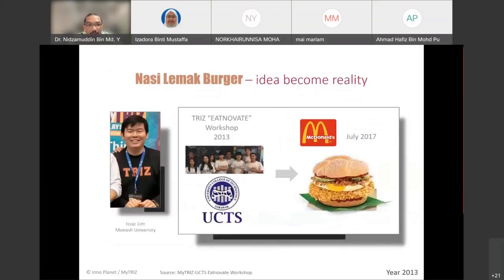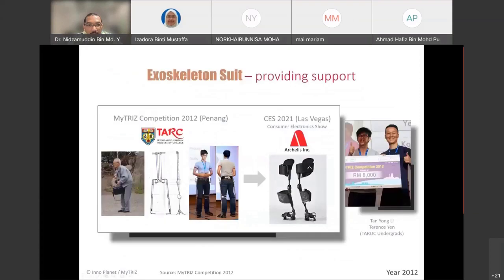So here are examples of success stories from TRIZ. In 2012, there was a competition for MyTRIZ. Talc University basically developed this exoskeleton project. Then in 2021, and a bit before that, we see that this is already developed by companies. Okay, but it's not being developed by Talc, but other companies. Yeah, but the idea was generated even before that.